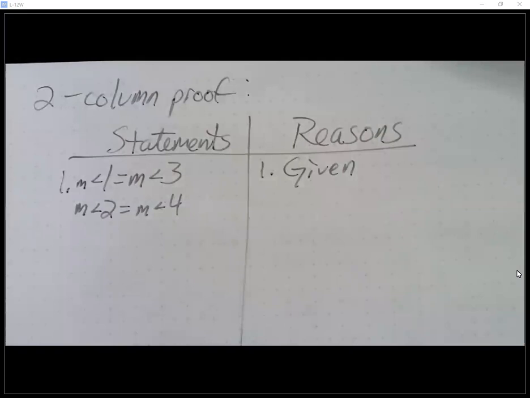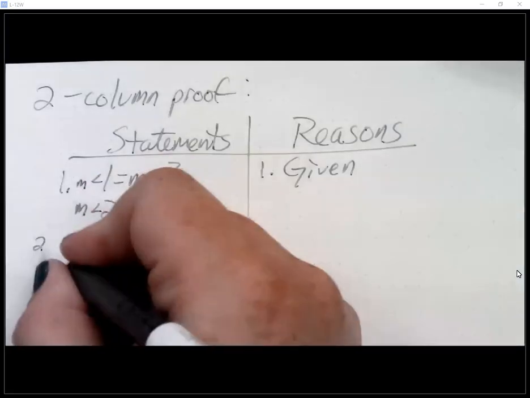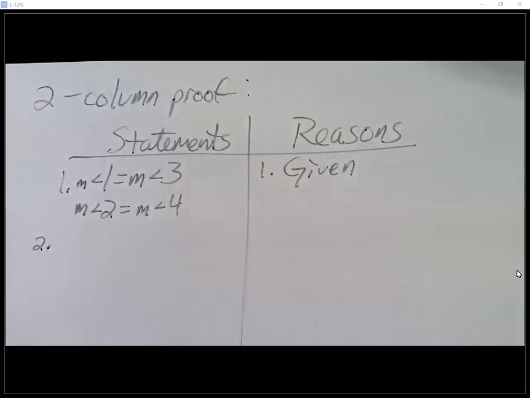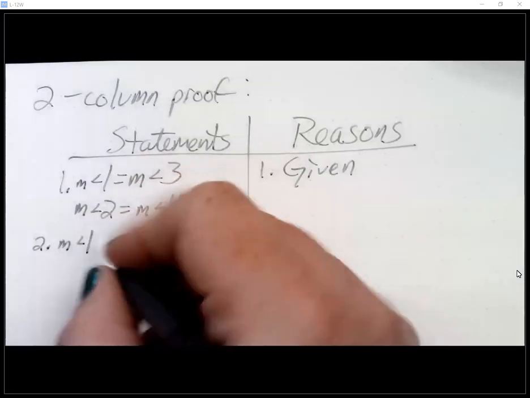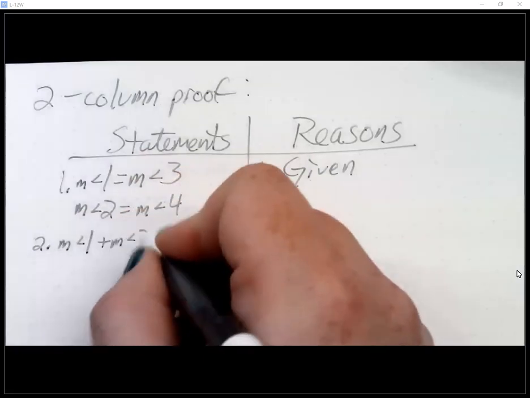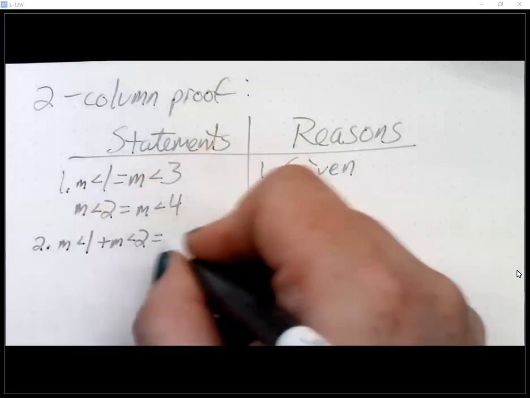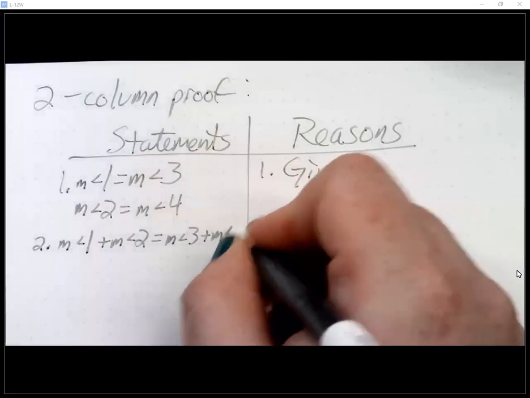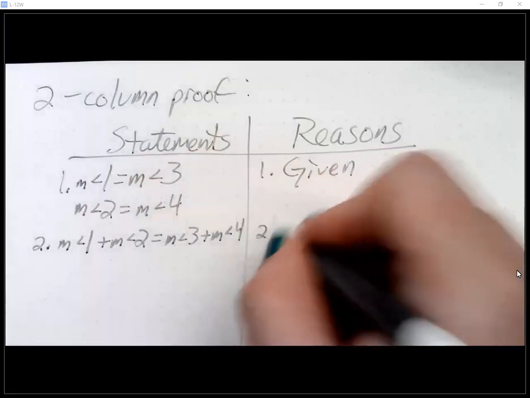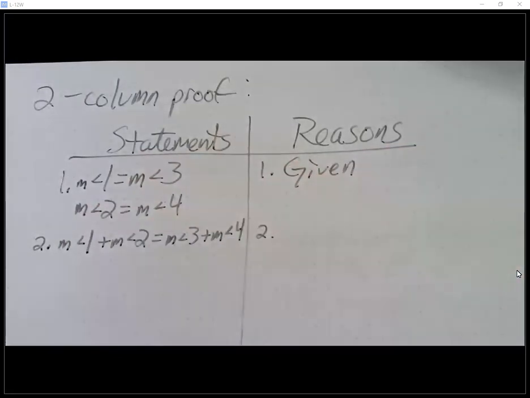Now, you can see in your book what they've done on step 2. So I'm going to recopy what they have on step 2. Eventually, you're going to get to the point where you're filling in all the statements on your own. So let's see what they've done. I'm just going to copy down what's in the book. They're saying the measure of angle 1 plus the measure of angle 2 is equal to the measure of angle 3 plus the measure of angle 4. How do they know that? How do they know that that's a true statement?